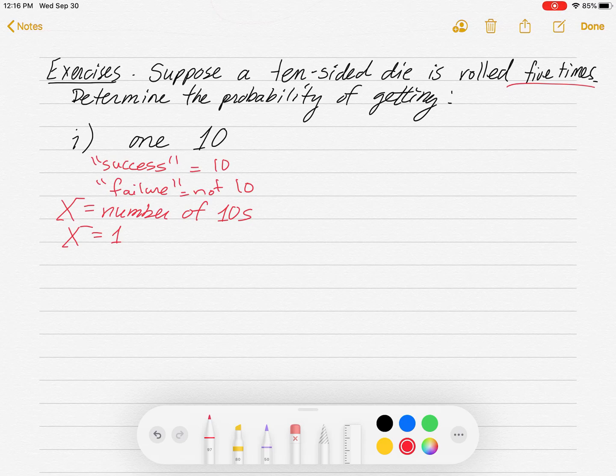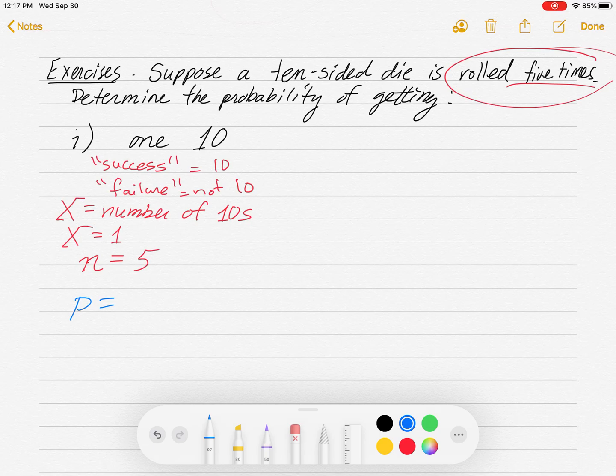So we want x here to be 1. We're interested in getting exactly one 10. Now what's the number of trials? The number of trials here is 5. We're rolling our die 5 times, so 1, 2, 3, 4, 5. Every time we roll a die, it's a trial.